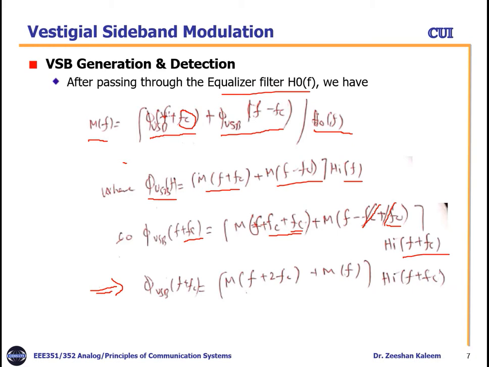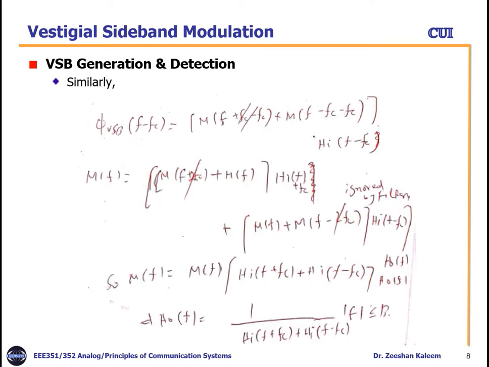Now we need to calculate the second term, f − fc. Let's move on. So φVSB(f − fc). Similarly, we need to put M(f + fc − fc), M(f − fc − fc), and H(f − fc). So those two terms will be cancelled out due to opposite sign, and we will have a 2fc here, minus 2fc here, right? And this will be M(f) only. This is minus 2fc.